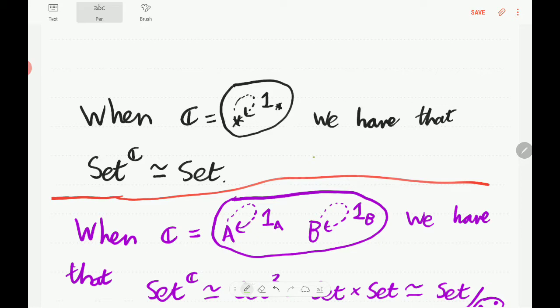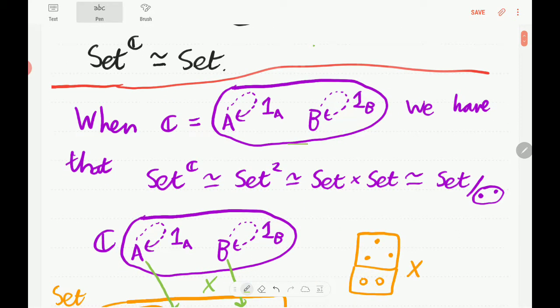So the reason for this part of the video then is to give you a lot of different examples. So, okay, let's go then. What about if this category C here is the simplest non-empty category, the category that just has one object and the only arrow is the identity arrow? Well, in that case, set to the power of C basically just looks like set.